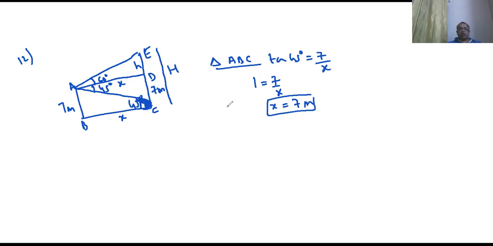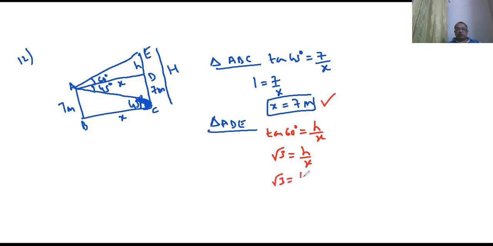Now, next we go to triangle ADE. In triangle ADE, what can we say? In triangle ADE, we can say that tan of 60 is equal to h upon x. I hope you agree with this because this is the triangle that we are taking. Tan is perpendicular by base, so tan 60 is h by x. Tan 60 value we know is root 3. And this value of x that we have got, we can substitute it here. So we get root 3 is equal to h upon 7. Therefore, what is h? h is equal to 7 root 3.